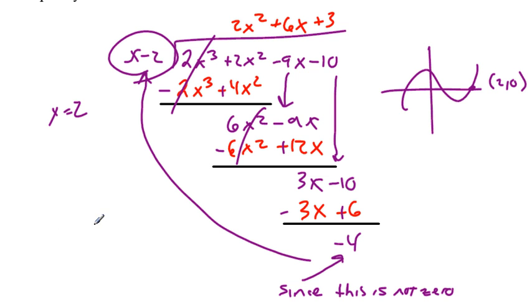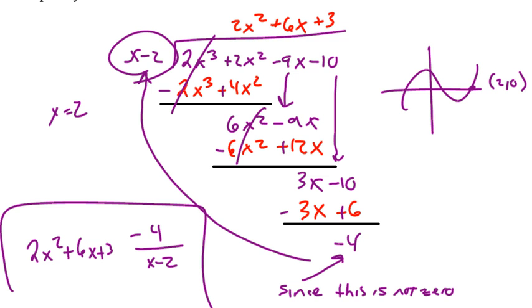Okay, so the way that you write your answer now is you would say the answer is 2x squared plus 6x plus 3. Now check this out. Since we have a remainder, you're going to put minus 4 all over what we divided by, x minus 2. And that's how you would display that kind of answer when you have a remainder.